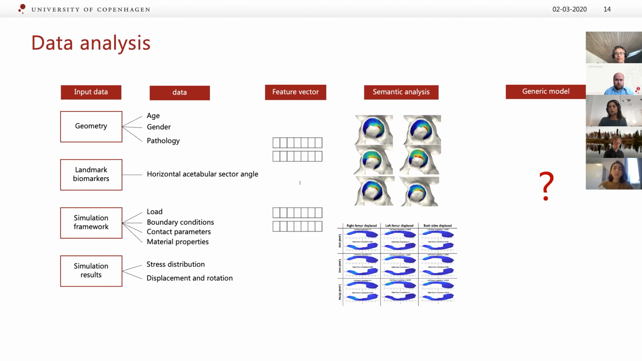So this is what we are working on now. We are generating more models and analyzing the data to get to a generic model, which can hopefully represent the hip joint, the main critical parameters of the hip joint, and the ones we need to always keep in mind when we want to automate steps.